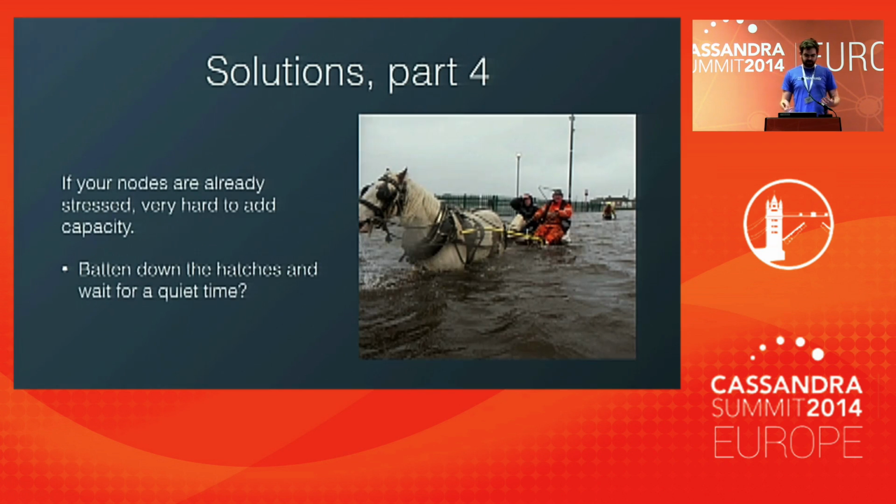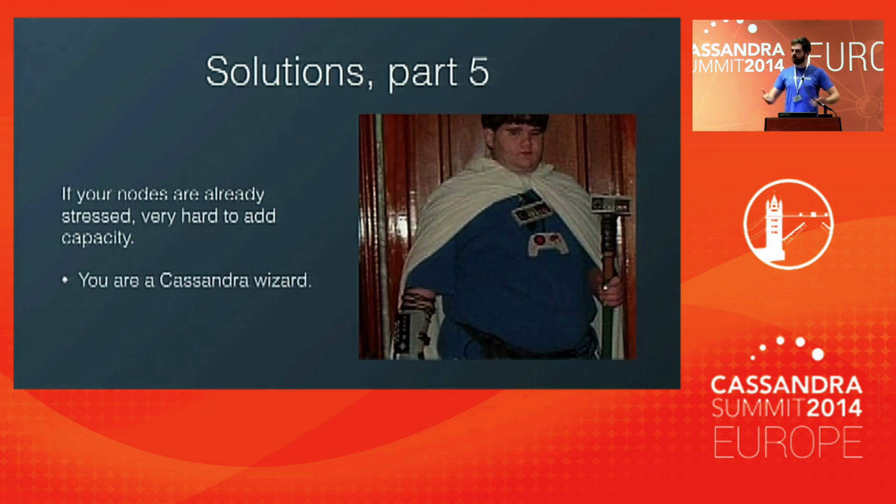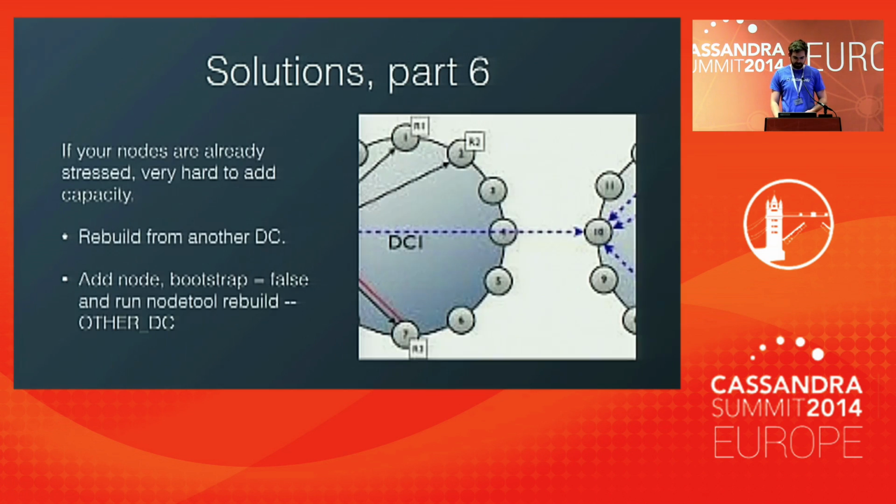If your nodes are already stressed, it's very hard to add capacity. Most often the advice is just to batten down the hatches and wait for it to go away. Cassandra has some very good load shedding capabilities. It will drop messages when it's under stress, and your client will know about that as well. So you're able to handle that in your application code. You just got to remember to make sure that you've tested this kind of behavior in your development and testing environments. I guess the other one is that you're some sort of Cassandra wizard and you can eke performance out of it even when it's under load, but it's very hard to do without rolling restarts and that kind of thing.